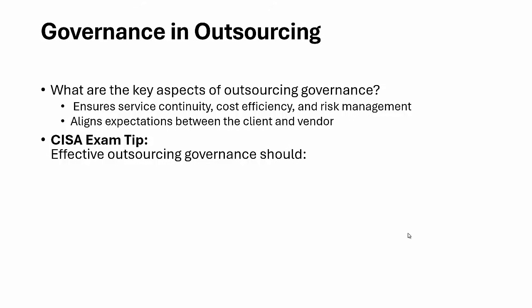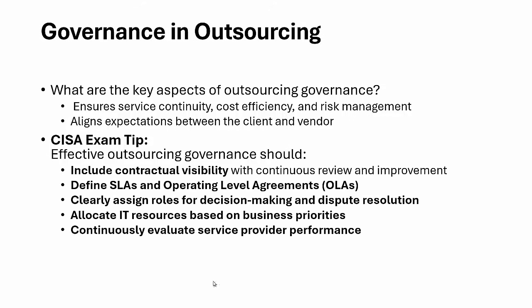So what does effective outsourcing governance look like? First, include the contractual viability. Make sure you set the expectation. Second is to define the SLA, the level of service agreed between the two parties. That is a very important part. Define the roles, like in the case of a dispute, who will be responsible for what. Allocate the IT resources based on business priority, and continually evaluate the provider by asking for a service level report.